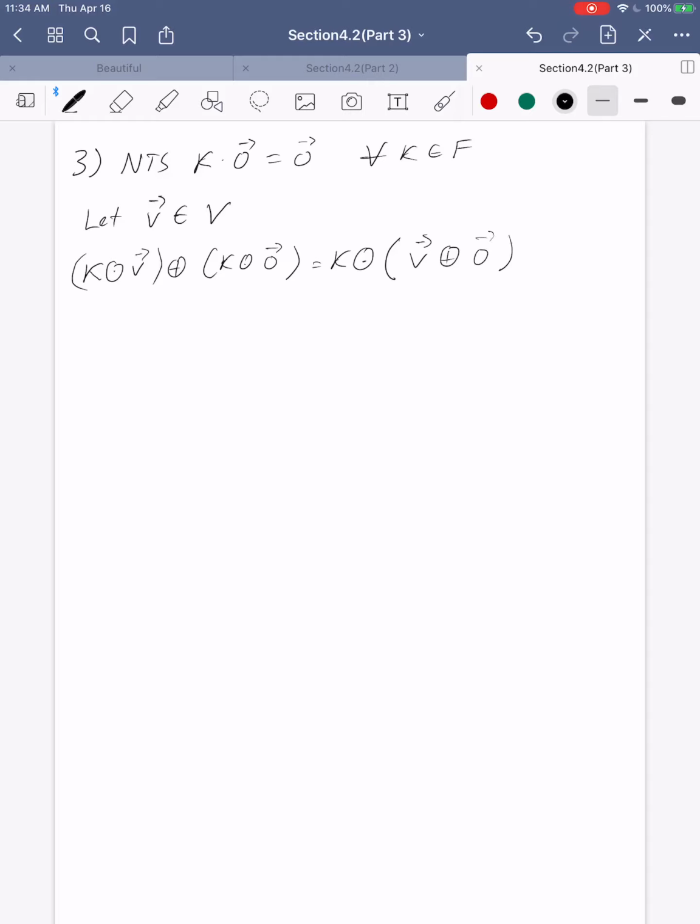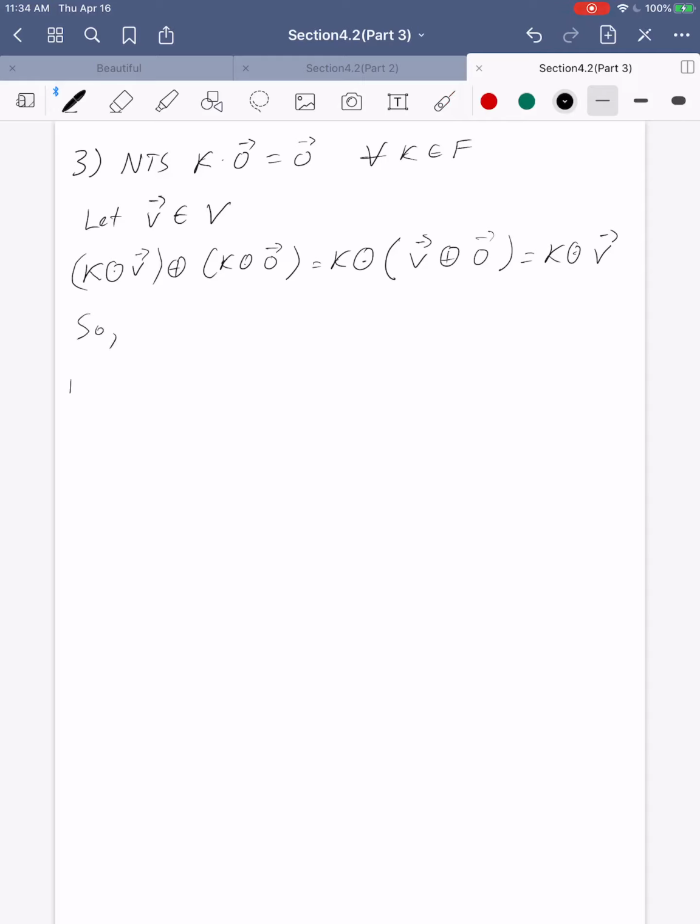Okay, so what do we get there then? Well, we know that anything plus the 0 vector just has to result in the same thing. So this would become k scalar multiplied with the vector v. So let's look at the two ends again, what we got here.